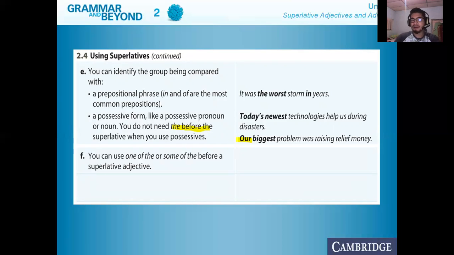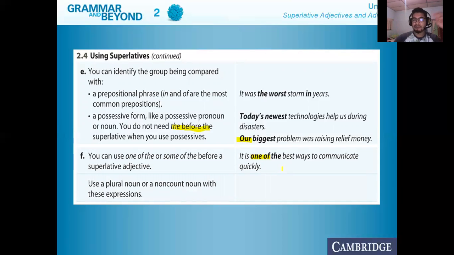You can use one of the or some of the before a superlative adjective. It's one of the best ways to communicate quickly. We're talking about one of. In this case, you're saying that there are many ways in which you can communicate that are really efficient, and this is just one of them. We're talking about the superlative, like a premium category of something, but we're just using one.